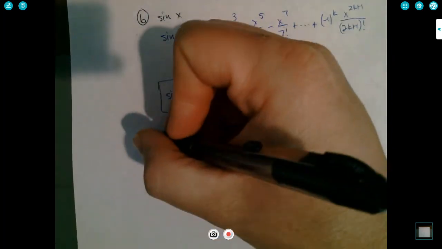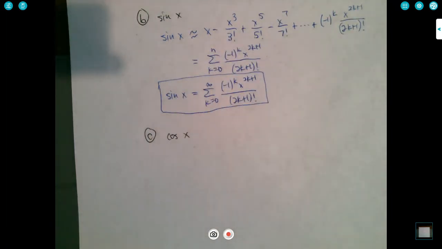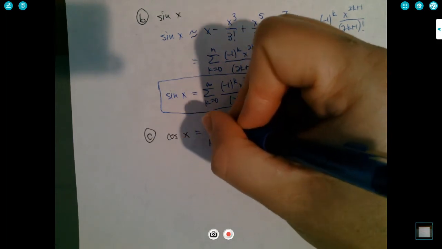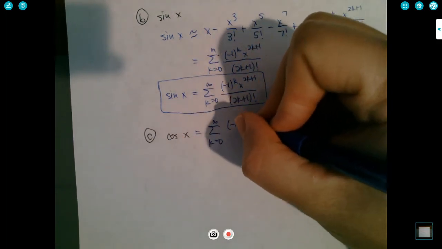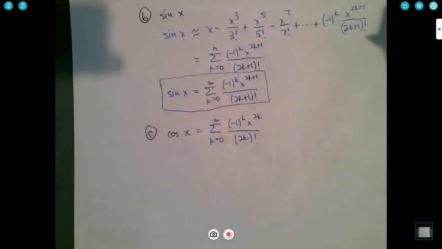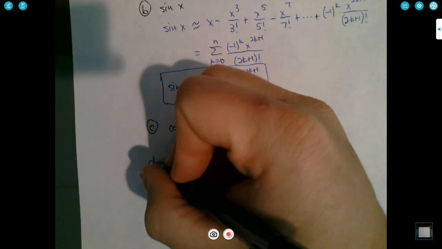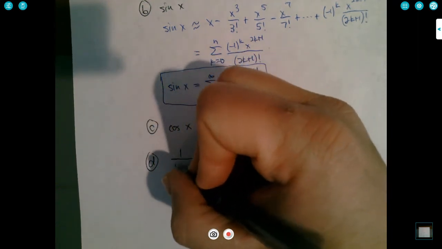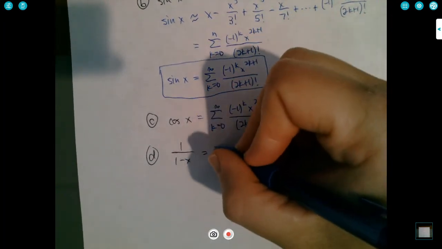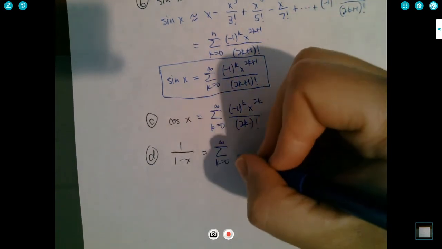So I think you get the idea, right? So I'm just going to cut to the chase on the last two. For cosine x, it would be the sum from k equals 0 to infinity of negative 1 to the k x to the 2k over 2k factorial. And for 1 over 1 minus x, it would be the sum from k equals 0 to infinity of x to the k.